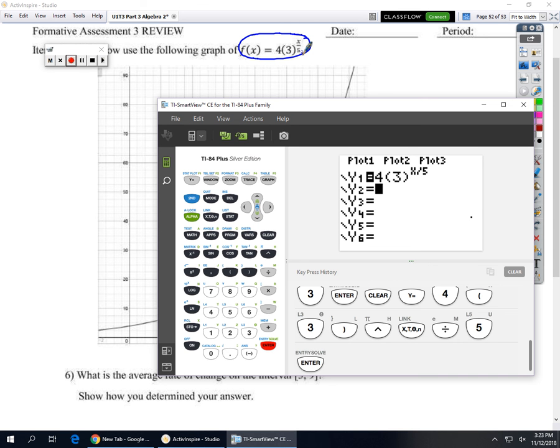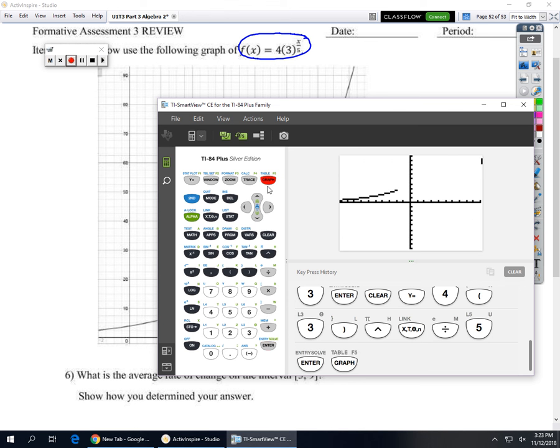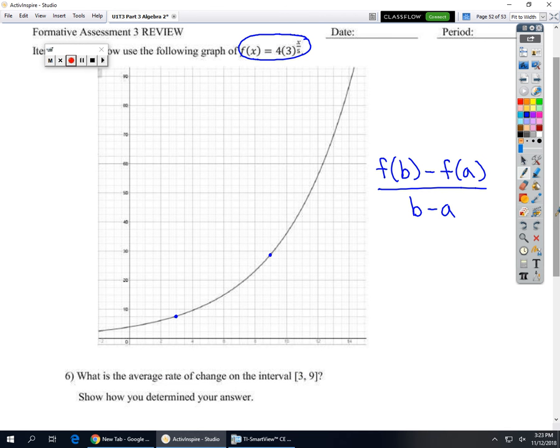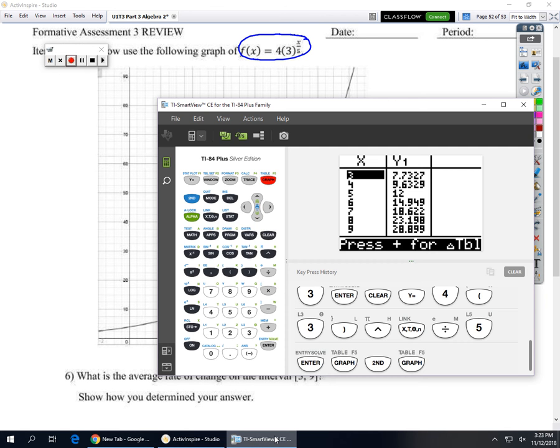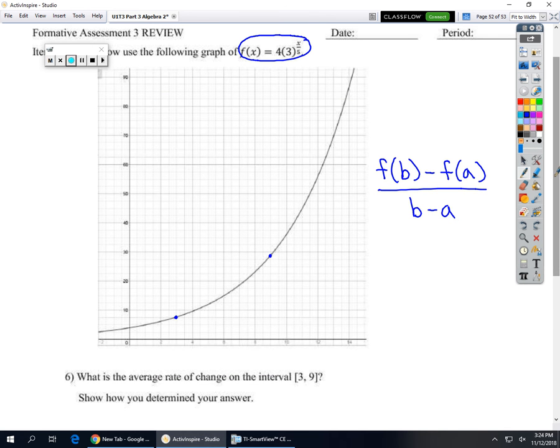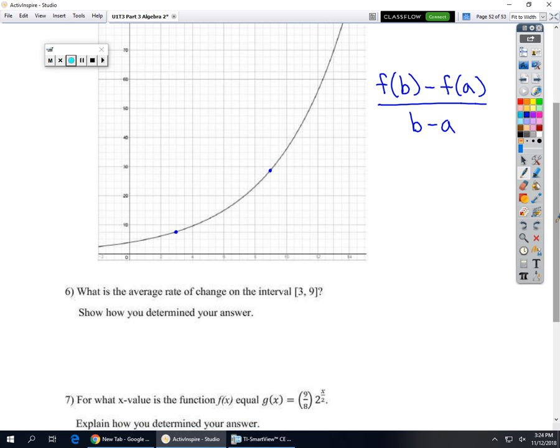If you notice, the x and the 5 were unusually small. All right, so you don't want to graph it. Well, I guess you could graph it, but it just looks as unhelpful as this graph here. So I would go to second table. I want to find what happens at 3 and at 9. So, oh look, at 3, what do I get? 7.7329. And at 9, I get 28.899. So I can use those two values to get my f values.